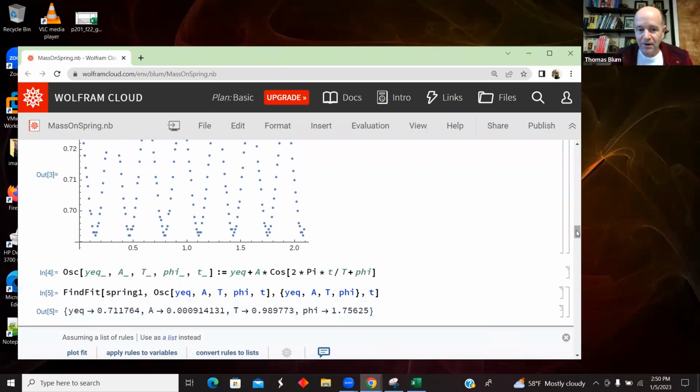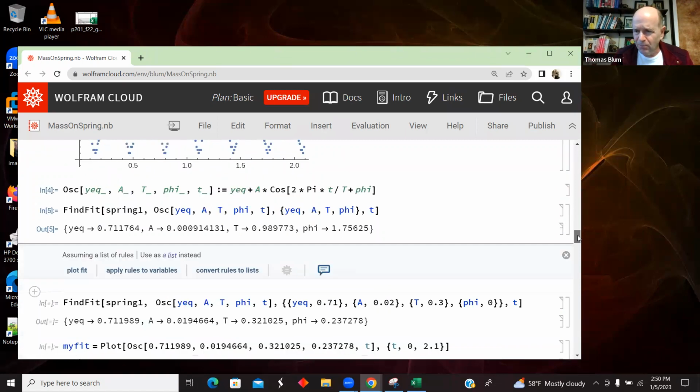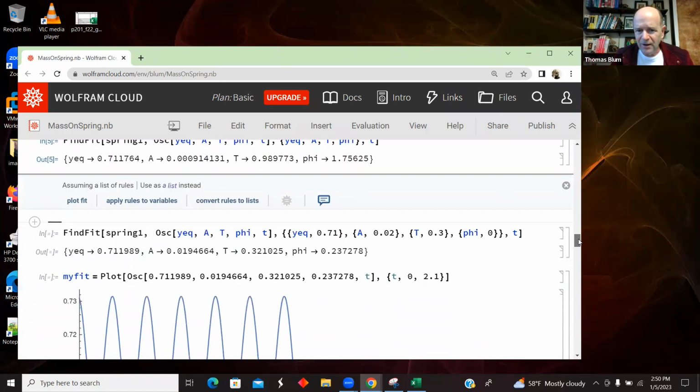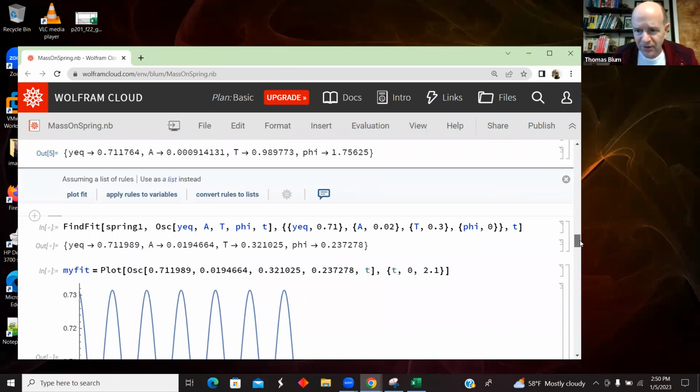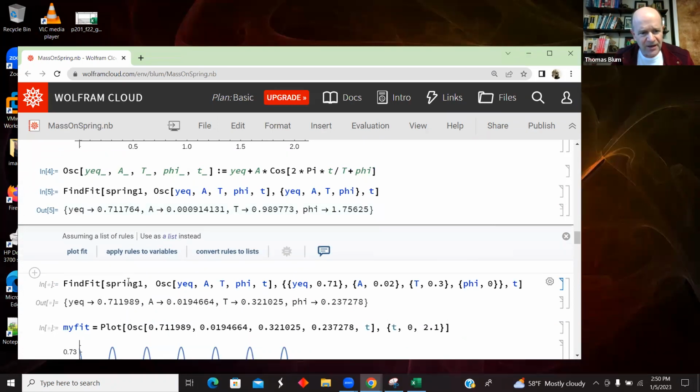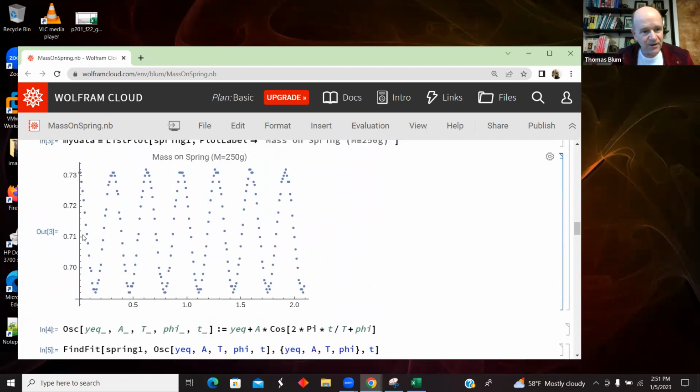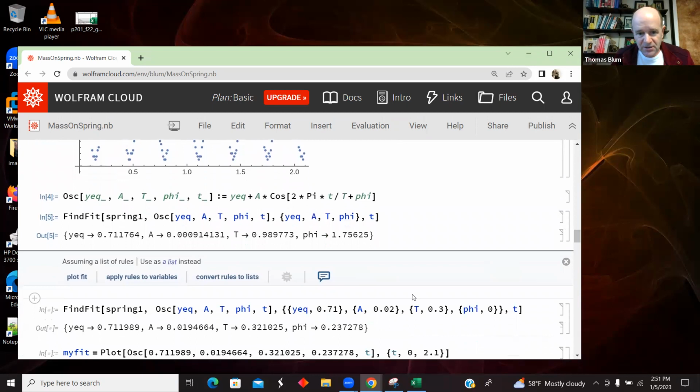So we need to give it a hint, put it in the right ballpark, and then we'll do the thinking and it will do the tedious number grinding for us. Okay. So we do this FindFit again of the data to the function, but now we give it some quick starting points. So what are our starting points? We said the equilibrium position was about 7.1. So that was our starting point for the Y equilibrium. Our amplitude, we went about 2 centimeters or 0.02 meters away on either side. So that was our amplitude.